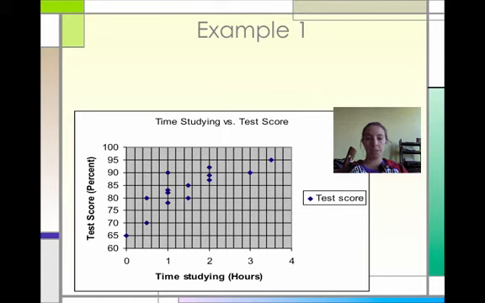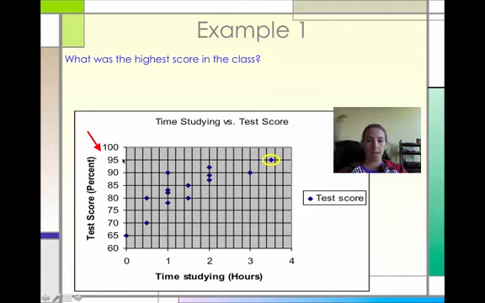Alright, so let's look at this example. So here's how you read a scatter plot. It's where the two meet each other. So go ahead and write this down. What was the highest score in the class? Well, to find that, you look up here and see where the highest dot lines up. So the highest dot is right here, and it corresponds with 95. So they got a 95% for the highest score.